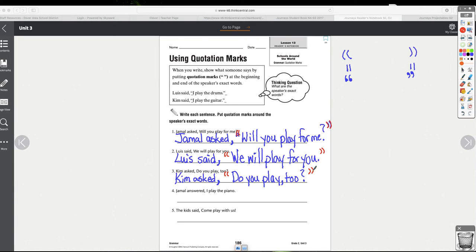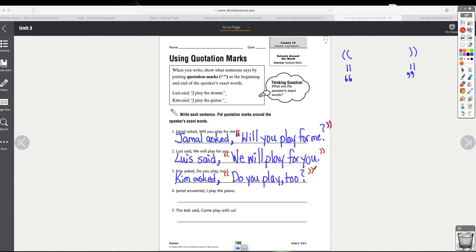Where's your quotation marks at the beginning of your speaking part? Not in the middle of the word asked. Where should it go? Before what word? Before "you." Right, so put yours before the word do. There you go. Thank you. We don't stick them in the middle of a word. Good. Thanks, Kinsley.